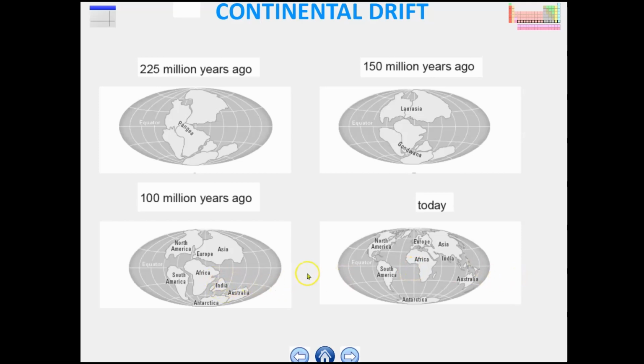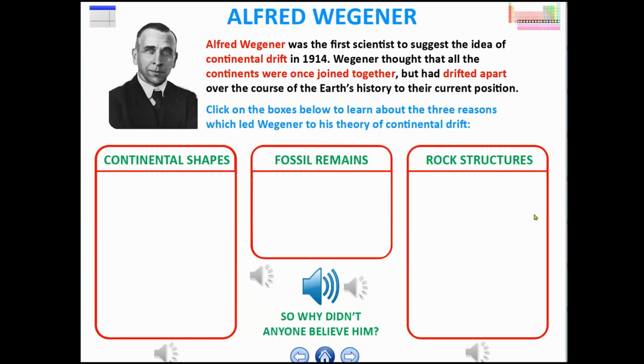India and Africa around here. Now, what you don't need to know is where stuff was, but you need to have an appreciation of what things look like. So you can just look at the distances between the different land masses to tell where things are. So Alfred Wegener was the first scientist to suggest the idea of continental drift in 1914. Wegener thought that all the continents were once joined together, but had drifted apart over the course of Earth's history to their current position.